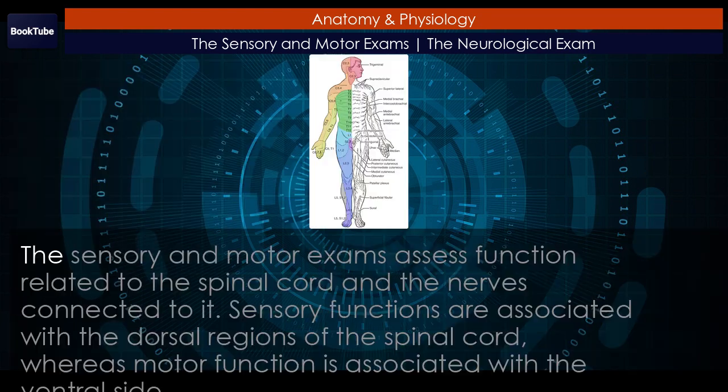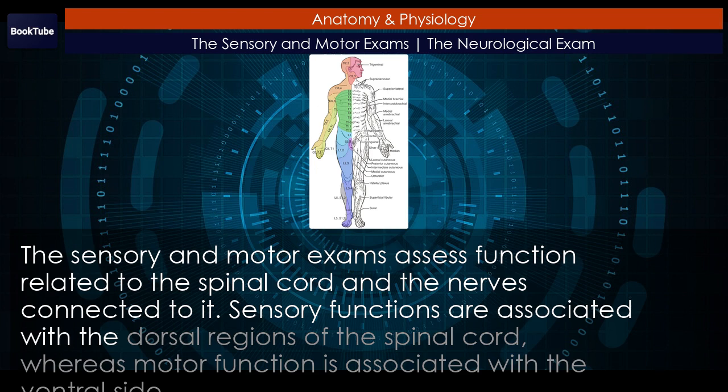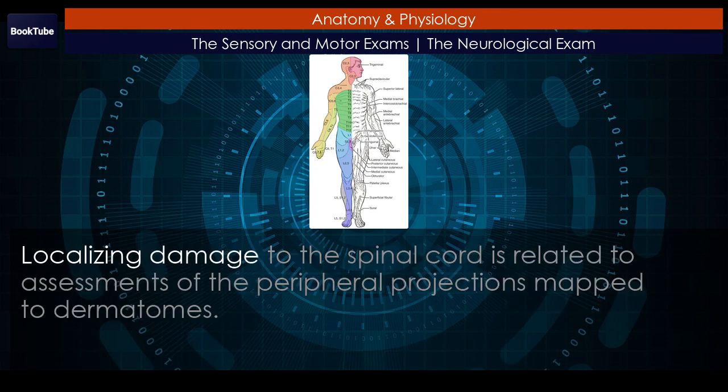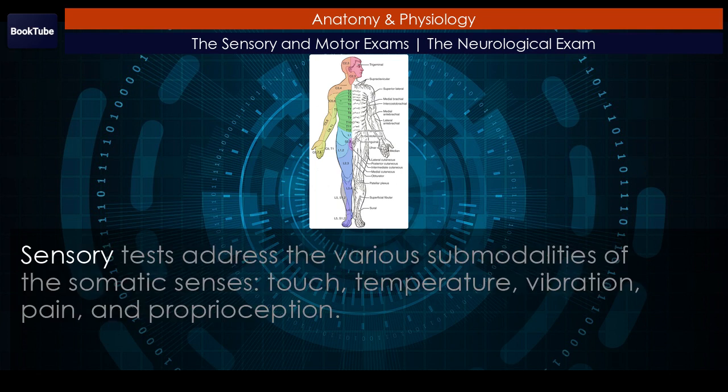Chapter Review. The sensory and motor exams assess function related to the spinal cord and the nerves connected to it. Sensory functions are associated with the dorsal regions of the spinal cord, whereas motor function is associated with the ventral side. Localizing damage to the spinal cord is related to assessments of the peripheral projections mapped to dermatomes. Sensory tests address the various submodalities of the somatic senses: touch, temperature, vibration, pain, and proprioception.